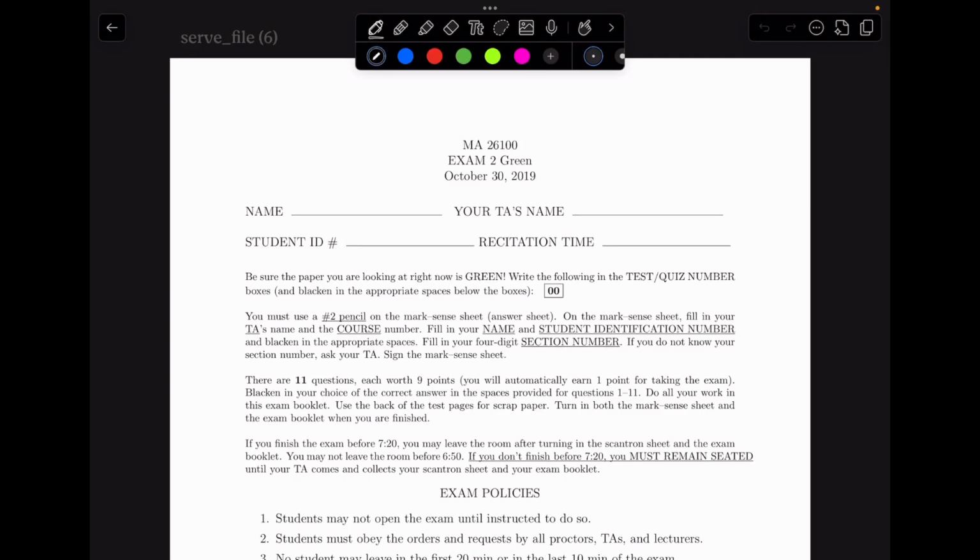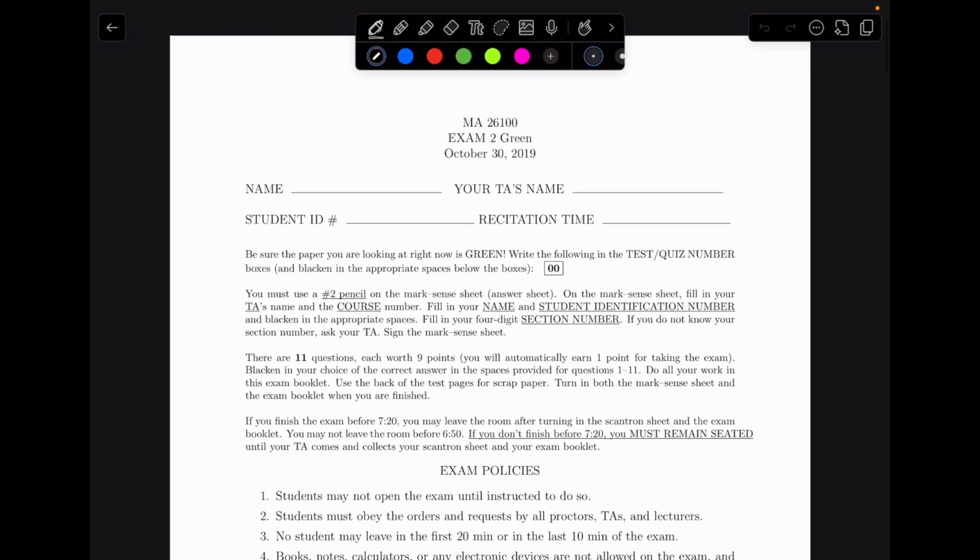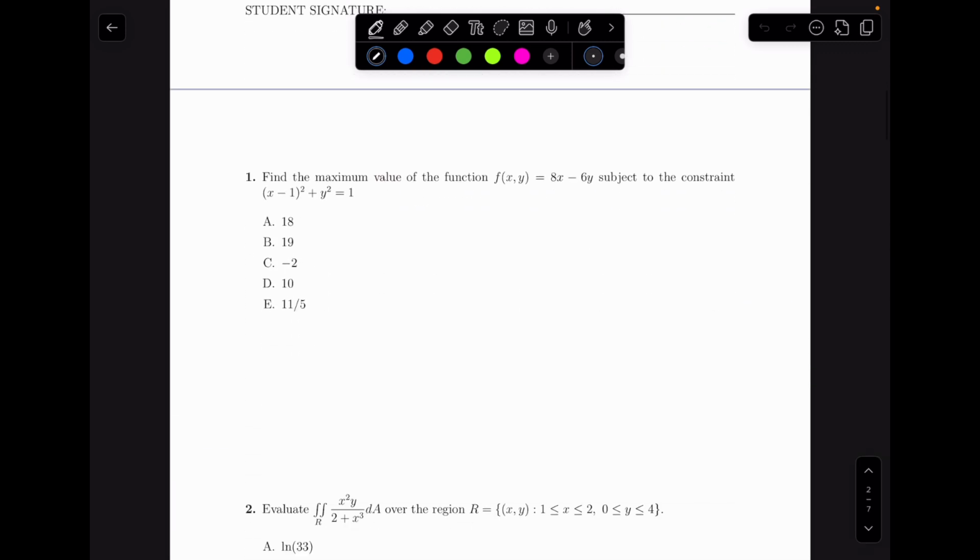All right, hello everyone. This is the MA 261 exam 2 of 2019. Question 1, find the maximum value of the function f of x, y equals 8x minus 6y, subject to the constraint (x minus 1) squared plus y squared equals 1.